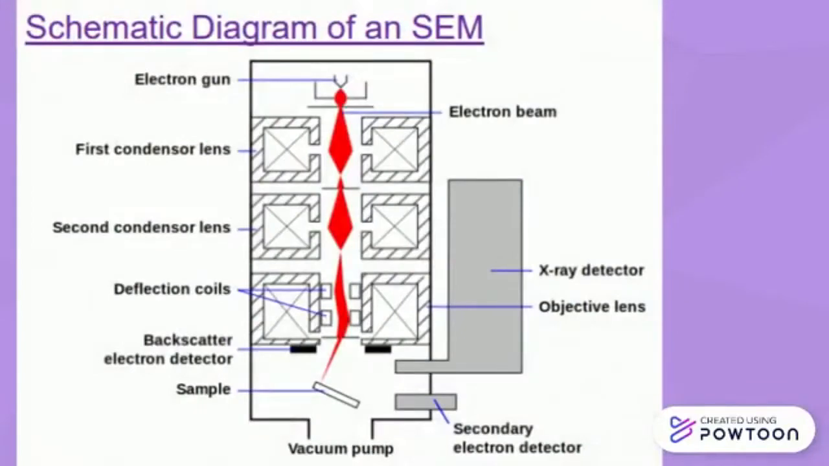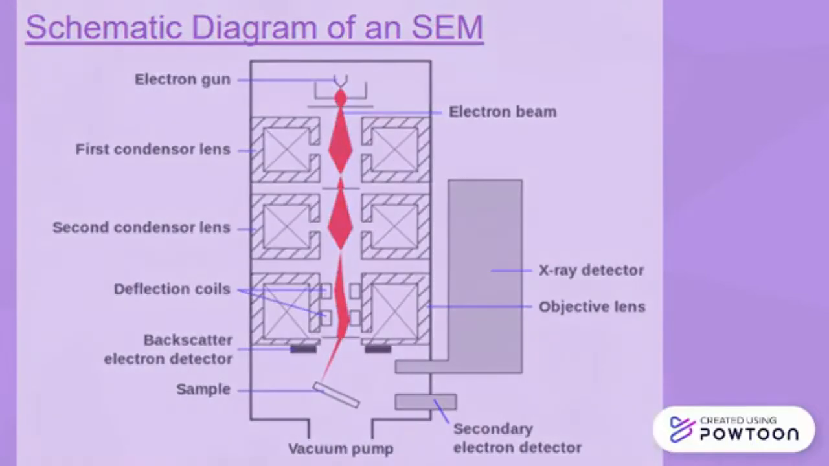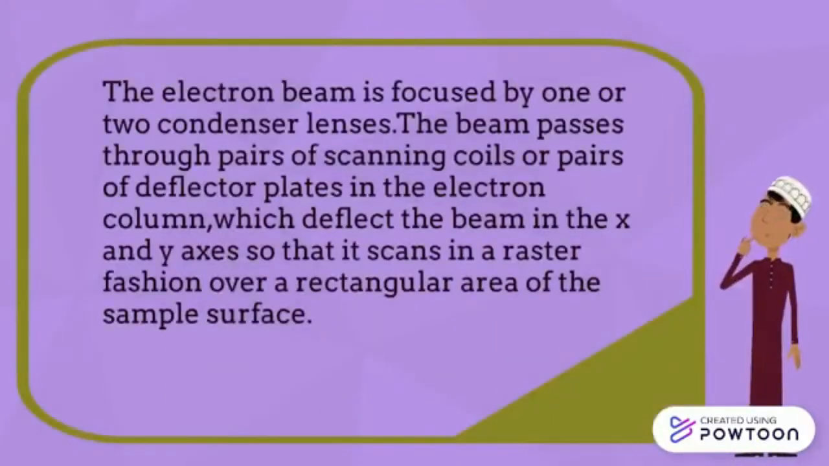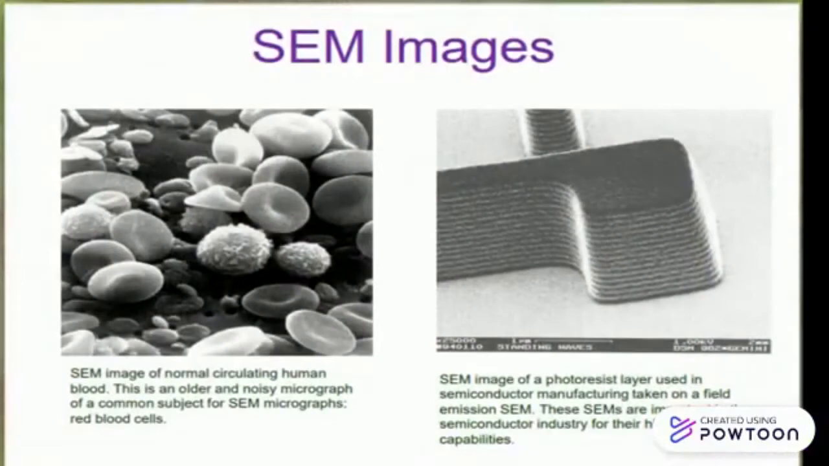This is an example of a schematic diagram of an SEM. You can see that there are a lot of components there. The electron beam is focused by one or two condenser lenses. The beam passes through a pair of scanning coils or a pair of deflector plates in the electron column, which deflect the beam in the X and Y axes so that it can scan in a raster fashion over a rectangular area of the sample surface. Here is an example of an SEM image that you can get.